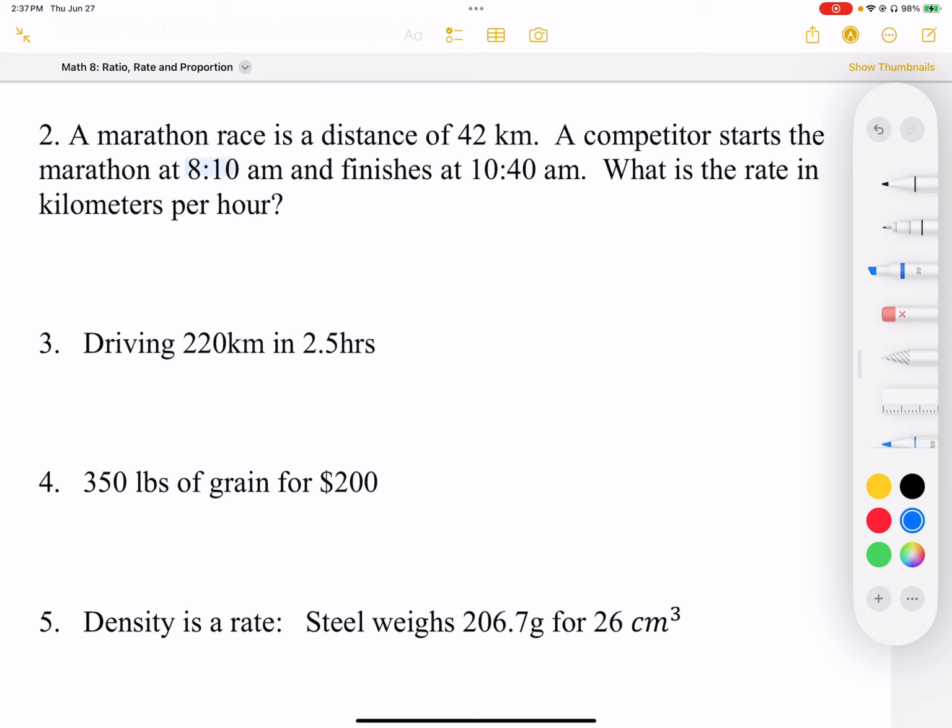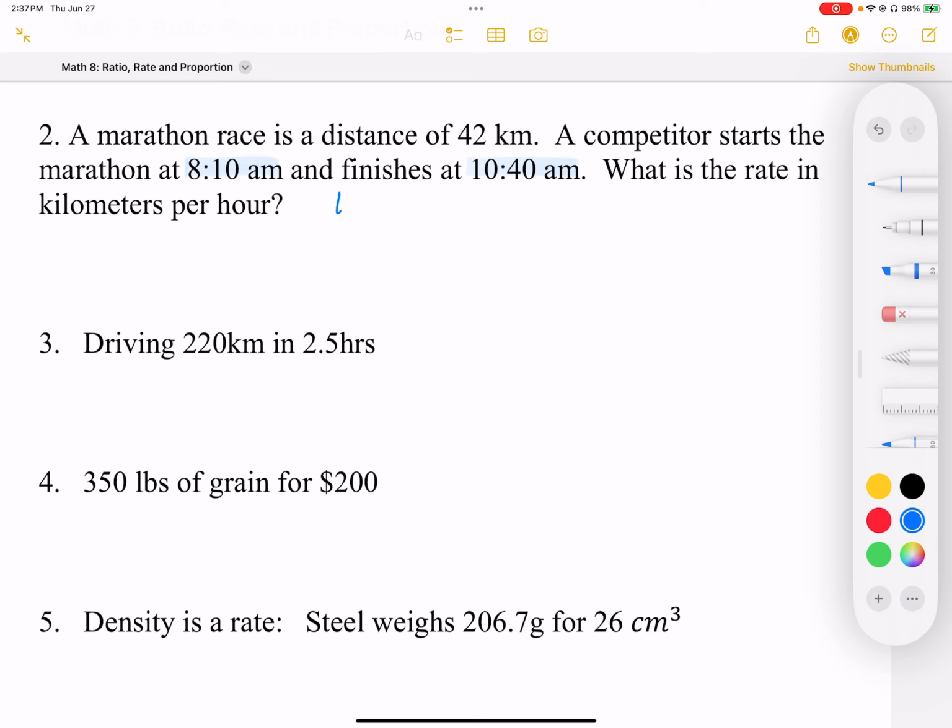The first thing that we want to do is find out the hours. Since we already have the kilometers as 42, we're going to work out the hours. And we're going to do this by figuring out how many hours there are from 8:10 to 10:40. Well, that's going to be 2 hours and 30 minutes. And we want to convert this into just hours.